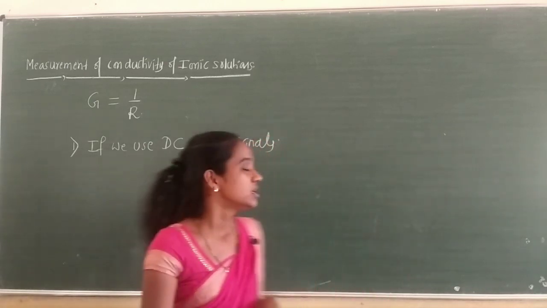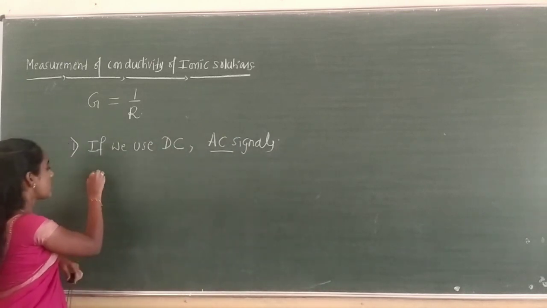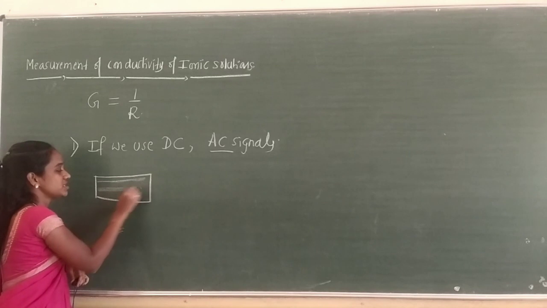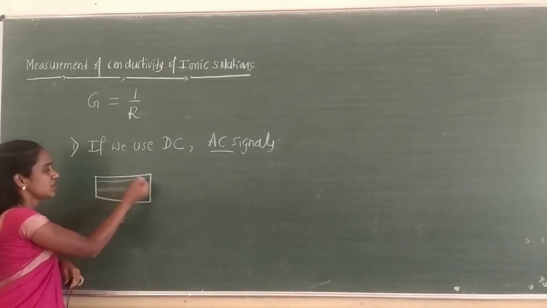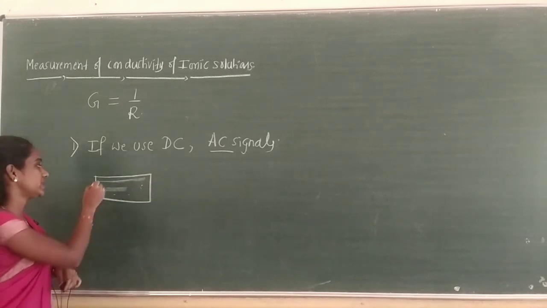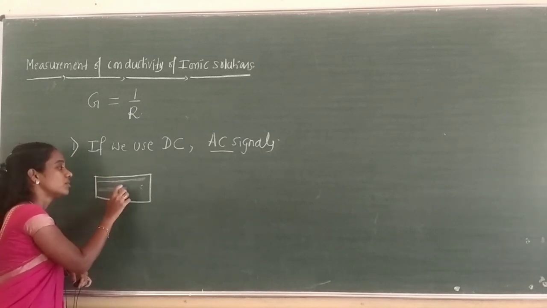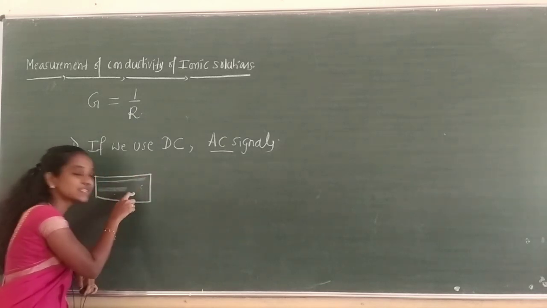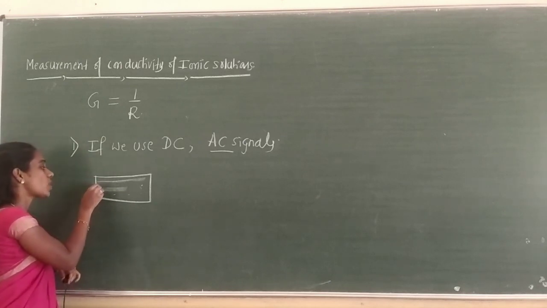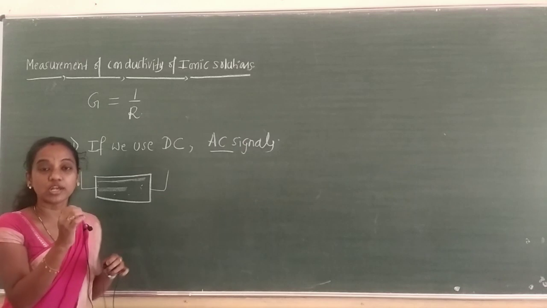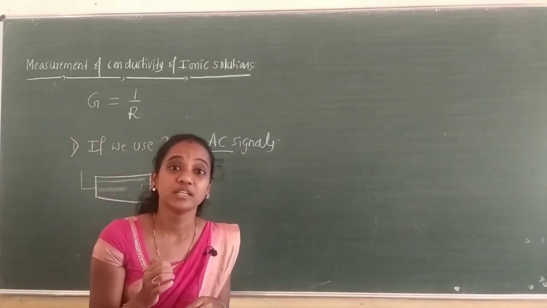One more thing: if you want to measure the resistance of any solution, let us consider this is an electrolyte solution, maybe a sodium chloride solution. In order to measure the resistance of the solution, we cannot connect it to a metallic wire. A solution cannot be connected directly to a metallic wire.